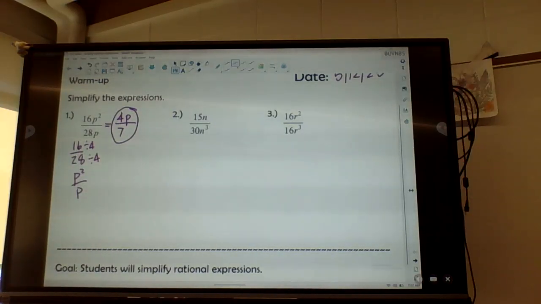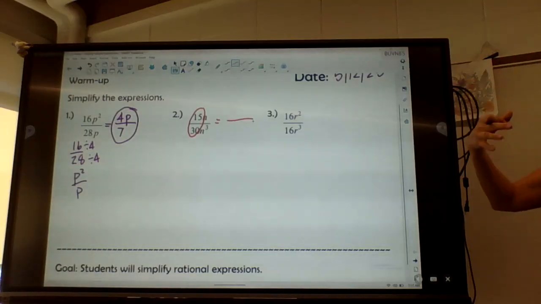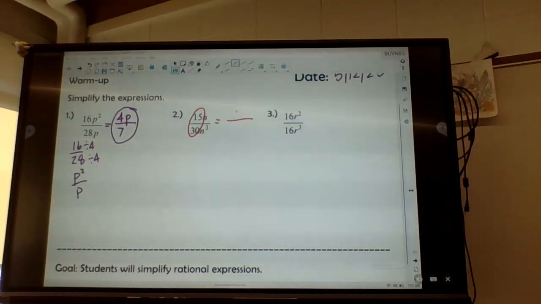So the same thing with the next one, the 15 over 30. I'm going to think about that as just a normal fraction. 15 out of 30. That means we have half of it. We divide them both by 15. 15 is half of 30.